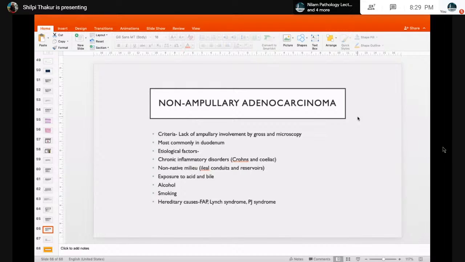Now, most commonly it occurs in the duodenum, and the etiological factors can be the chronic inflammatory disorders, Crohn's and celiac, the non-native milieu such as ileal conduits and the reservoirs, the exposure to the acid and bile, alcohol, smoking, and the hereditary causes which are the FAP, Lynch syndrome, and the PJ syndrome. So most of these are similar to what we see in the colon cancers also.